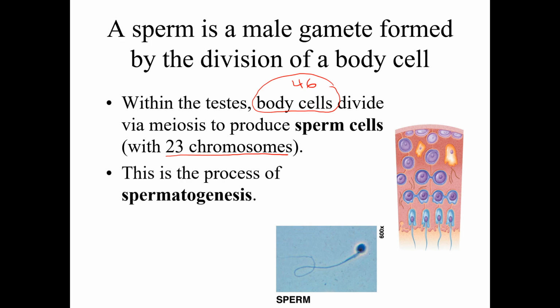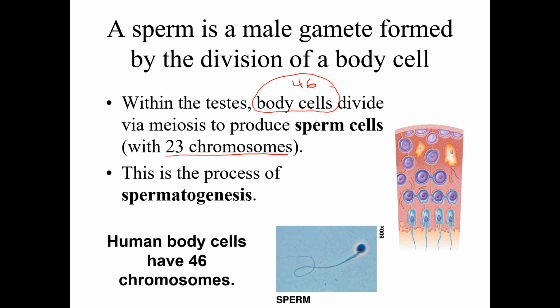The process by which sperm are made is called spermatogenesis. Genesis is to make, to create, to form. So to form sperm, or spermatozoa more formally. And just reminding us that human body cells have 46 chromosomes normally.